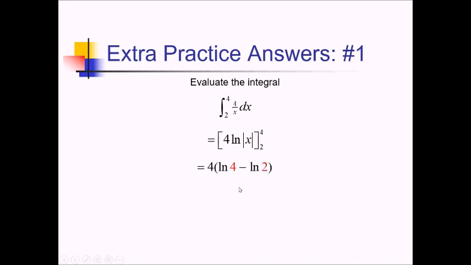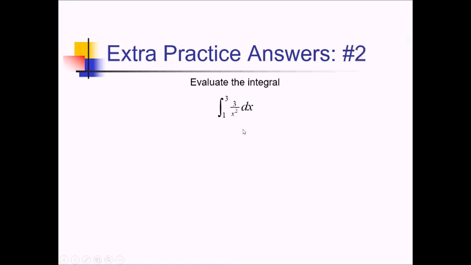But if I do want to simplify this, the log rules here state that if I'm subtracting logs, I can divide the things inside. So 4 divided by 2 would give me 2, so ln of 2. We still have a 4 out here, so 4 ln of 2 when all is said and done.